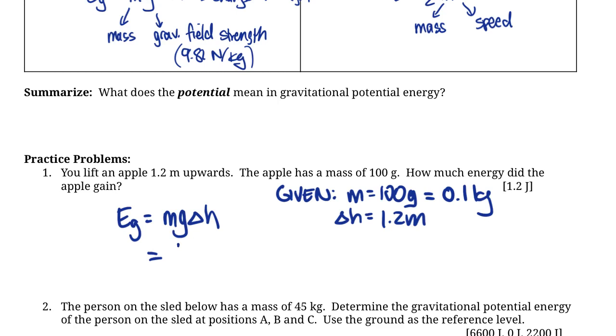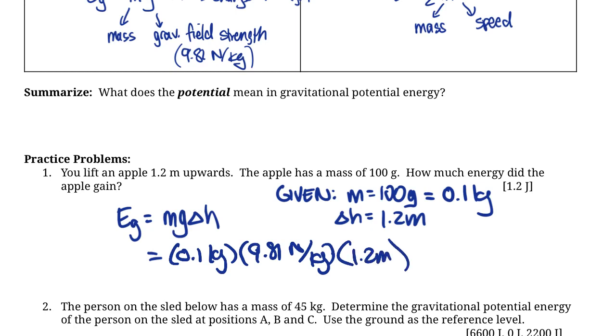mg delta h, so 0.1 kilograms times 9.81 newtons per kilogram times 1.2 meters. Okay? When you do this calculation, it just comes out to 1.2 joules. Rounded to two significant digits, 1.2 joules. There we go.